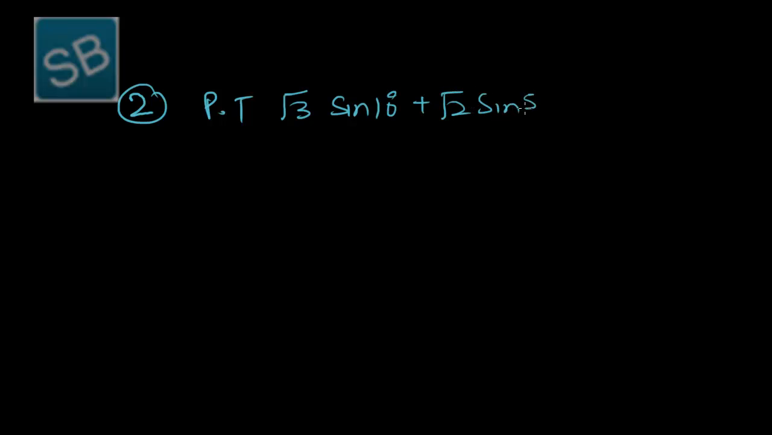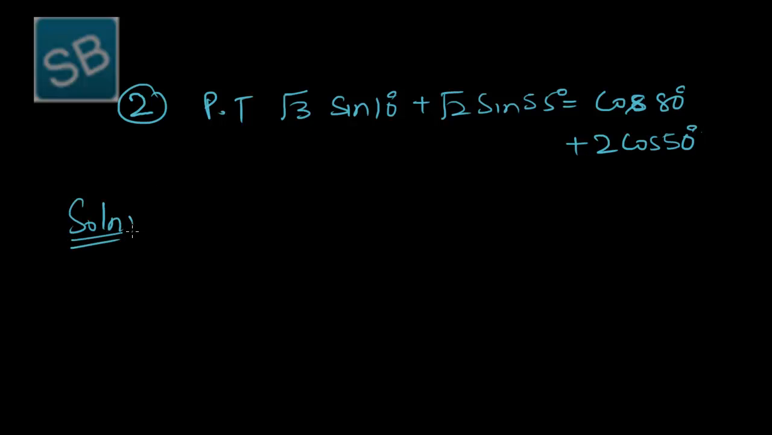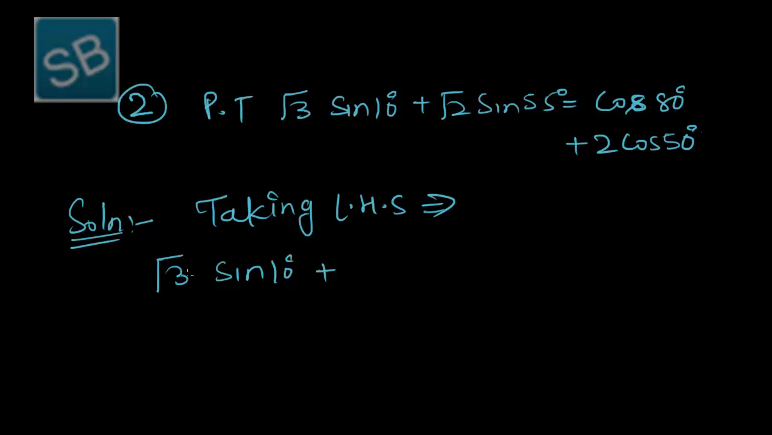Now the second problem is: prove that root 3 sin 10 degree plus root 2 sin 55 degree is equal to cos 80 degree plus 2 cos 50 degree. Now the solution is, taking the left hand side, root 3 sin 10 degree plus root 2 sin 55 degree.